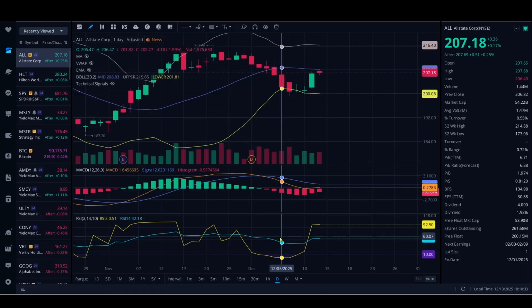How about the RSI2? It's definitely below 10. It's at 0.51. So we're going to take that closing price right there of 202.27, and we're going to take that as our first purchase, okay? And move on to the next day.